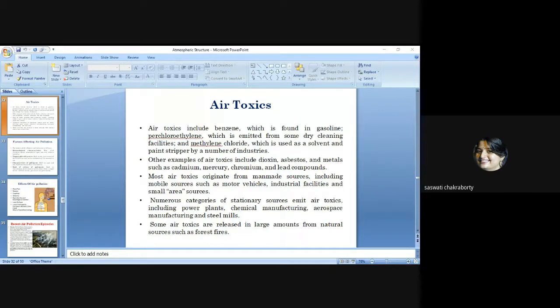Now, effects of air pollution. Well, I won't go into that. I'll just ask you people straight. You people answer me this question of mine. What do you think? What can be the effect of air pollution? Respiratory system related problems, breathing.